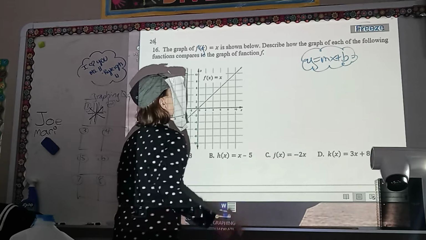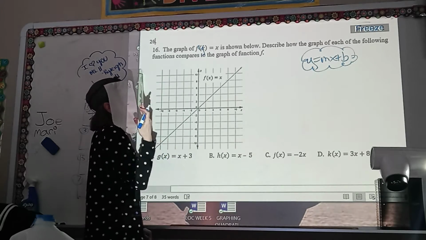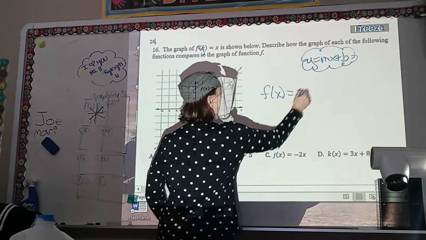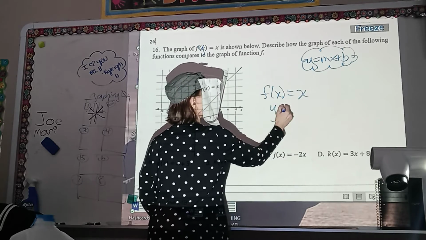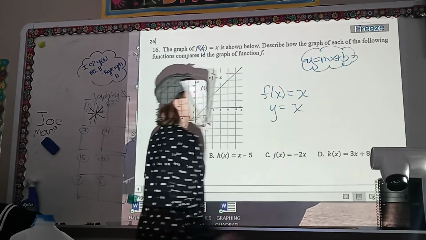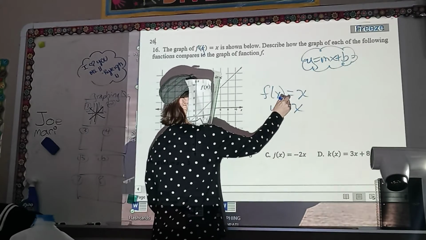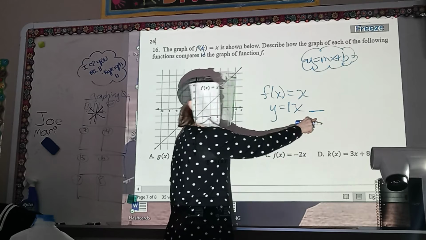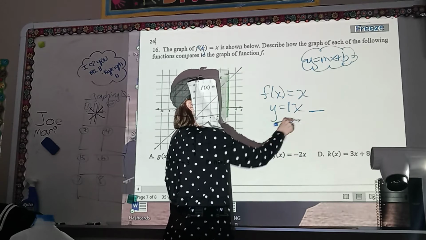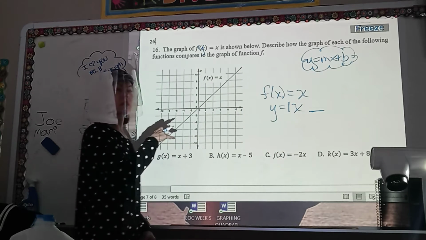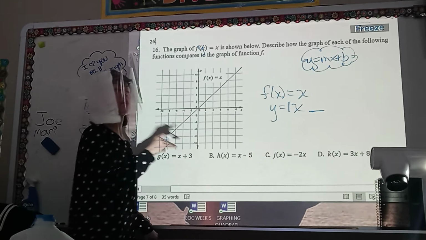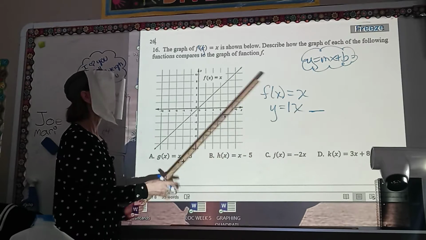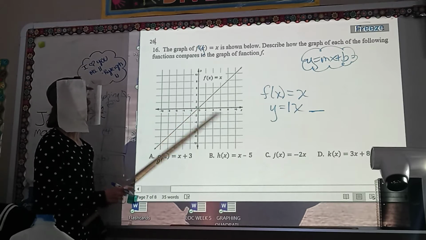Well, guys, you know that f of x, g of x, anything of x means the same thing as what? Y. So y equals x, and I'm going to write it down here: f of x equals x, and f of x means the same thing as y. Even though it's not there, you know there's a 1 there. And even though there's no y-intercept here, that means this line crosses over the y-axis at 0, 0, which is what you see right here.